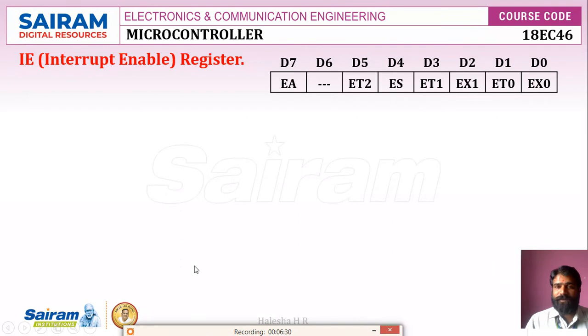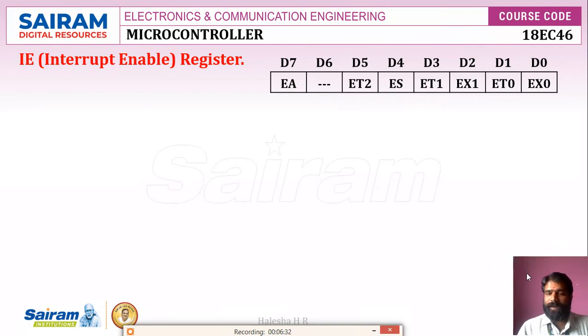So from D7 it is EA, enable all. D6 is reserved. Then enable timer 2 interrupt, enable ES means enable serial interrupt, enable timer 1 interrupt, enable external interrupt 1, enable timer 0 interrupt, enable external interrupt 0. So EA means enable or disable all interrupts.